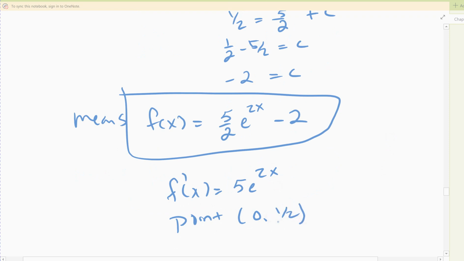If I plug 0 in, I should get 1/2 out. Both of those two things should check. When I take the derivative, I do get 5e to the 2x. When I plug 0 in, I should get 1/2 out, and I do. Both of those things check. So that's what we're going to get to is initial value. So now we're going to look at applications. So the last thing is applications. So we're going to do that in the next video.